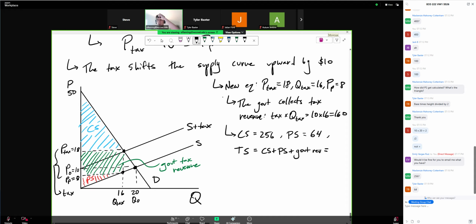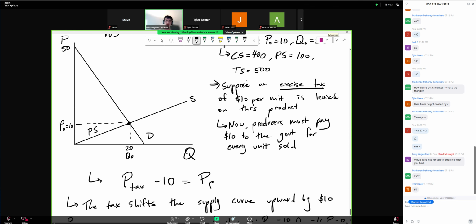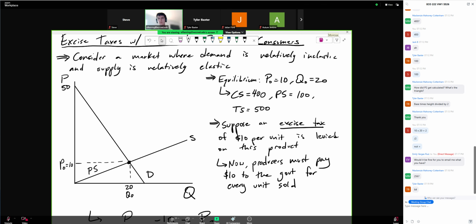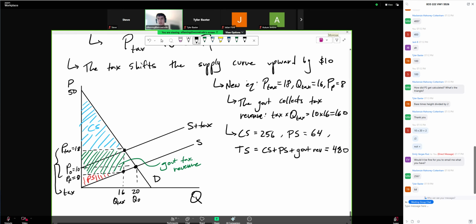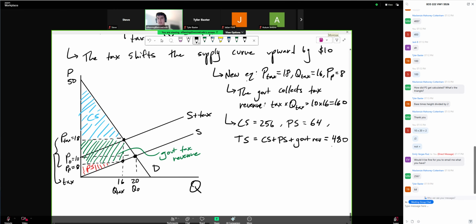And then total surplus, you need probably a calculator, but you're going to have 256 plus 64 plus 160. You should get 480. And spoiler alert, total surplus was originally 500 in equilibrium, and now it is 480 in this inefficient situation here. This area right here is the deadweight loss. You can see that that is equal to 20. The difference between the $500 surplus you got without government involved and the 480 you get with the government involved.